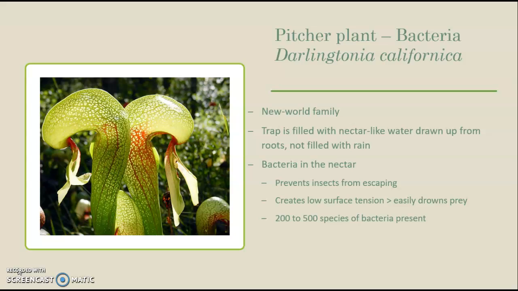Scientists have studied this pitcher plant and its relationship with bacteria. Like other pitcher plants, the nectar attracts insects, and the insects slip into the trap. However, the bacteria in the nectar at the base of the pitcher are an extra mechanism that prevents insects from escaping the pitcher plant. Scientists have found that the bacteria in this plant create a low surface tension in the nectar, like water in the pitcher, and this drowns the insects quicker and more easily.